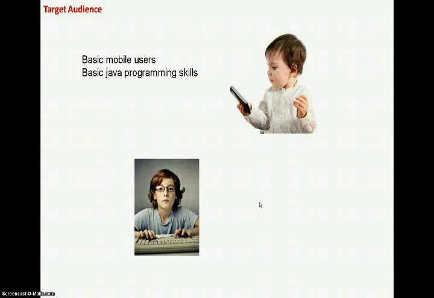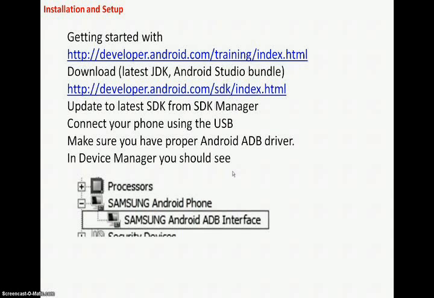Next is the target audience. This tutorial is for people who know how to use a smartphone, and basic Java programming skills are required. Next is the installation and setup. First, go to this website and download the Android Studio bundle. Before that, make sure that you have the latest JDK.